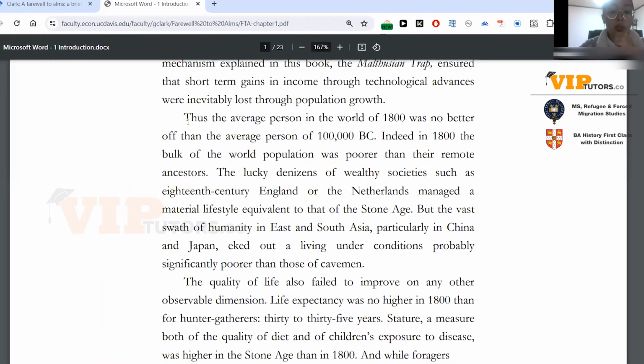So at the very beginning, you can see that there's a spatial difference that he points out, right? So this is a really interesting argument. And remember that he's written a really long book, and he decides on the first page to make this bold claim that the average person in the world of 1800 was no better off than the average person of 100,000 BC. And that's a big claim, and I think that's something that you could pick up on and perhaps say, no, I don't agree, or yes, I do agree.